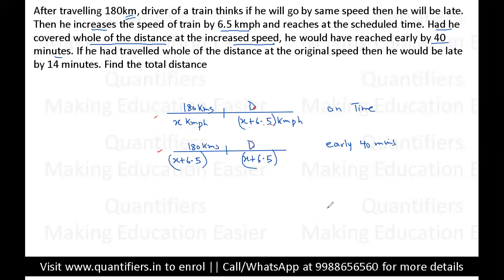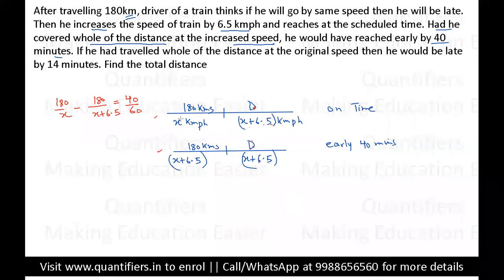So now if I make the equation, what will I get? Time taken in this case will be 180 by x, and time taken in this case will be 180 by x plus 6.5. Now there is a difference of 40 minutes, okay? So difference of 40 minutes, I'm converting minutes into hours, so I'm writing 40 by 60. So students, now this is the first equation.